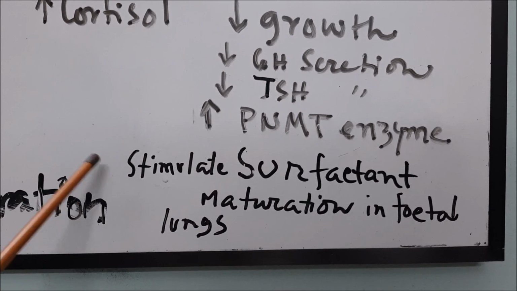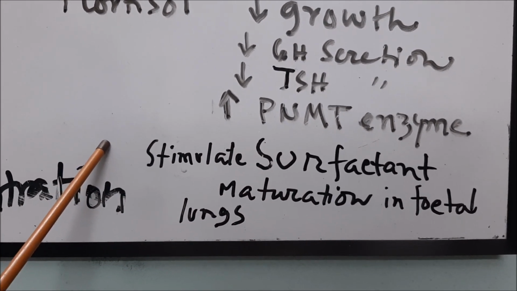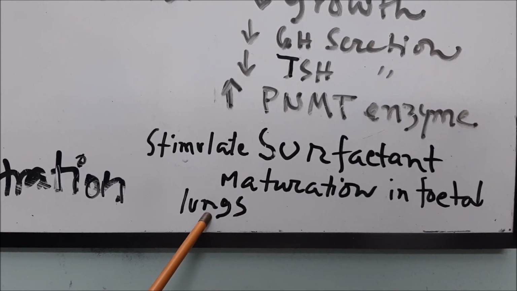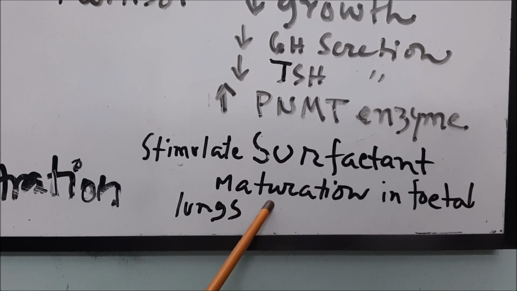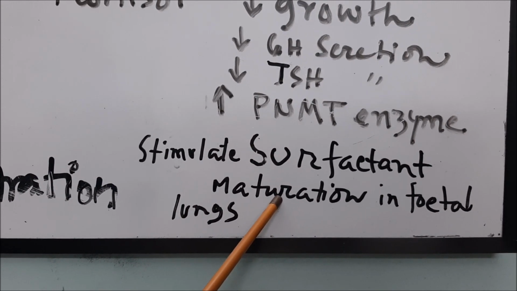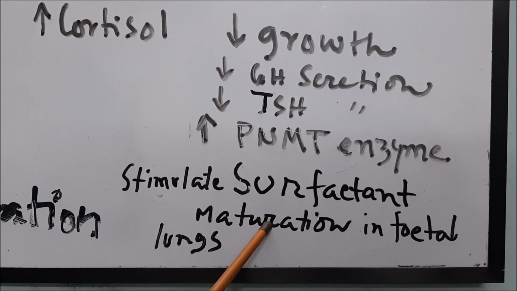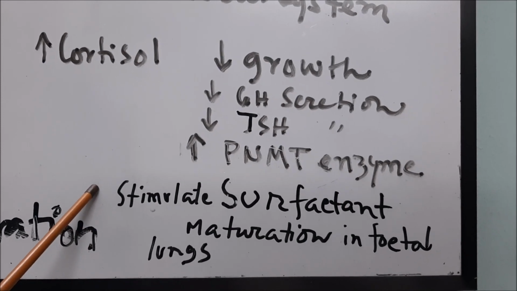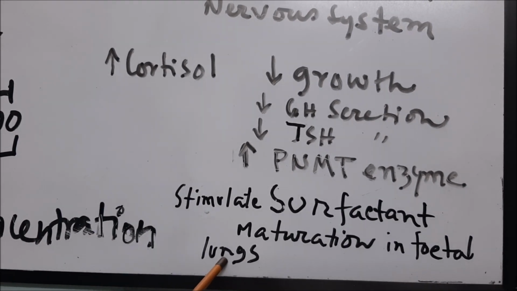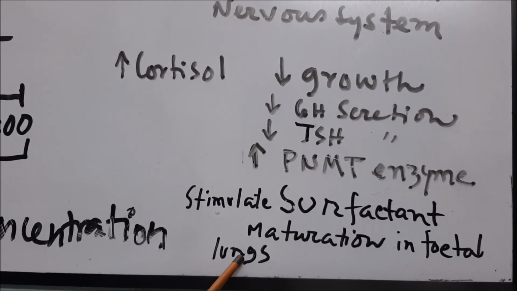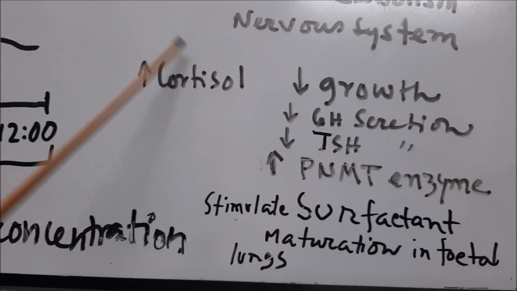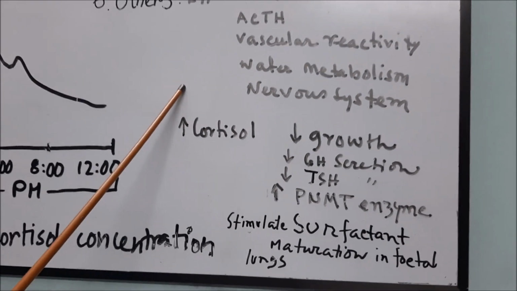Last, cortisol stimulates the maturation of surfactant in the fetal lungs. If the surfactant does not mature in the fetal lungs, the baby may develop hyaline membrane disease. That is the important role of cortisol: maturation of surfactant in the fetal lungs during the fetal period. I think there is no more to discuss. It is enough for you.